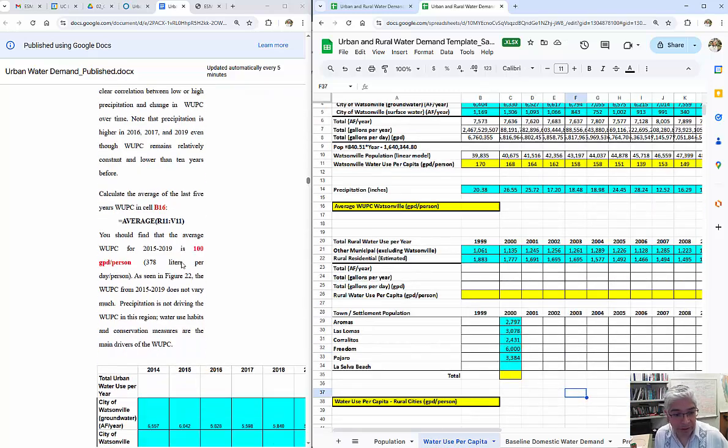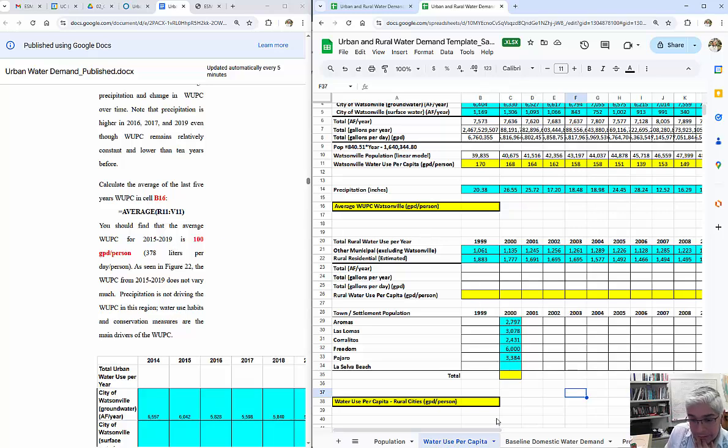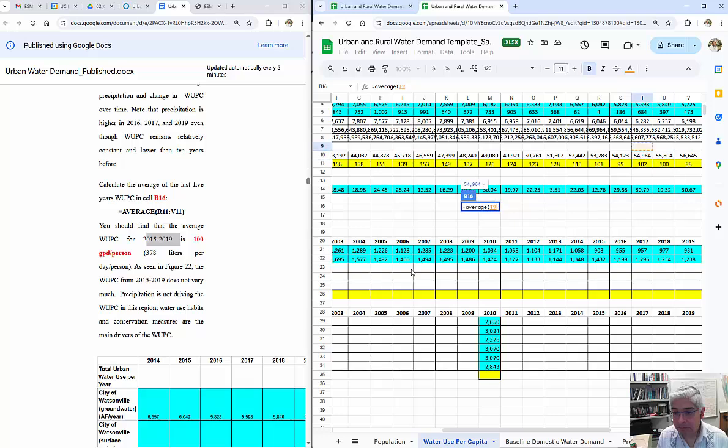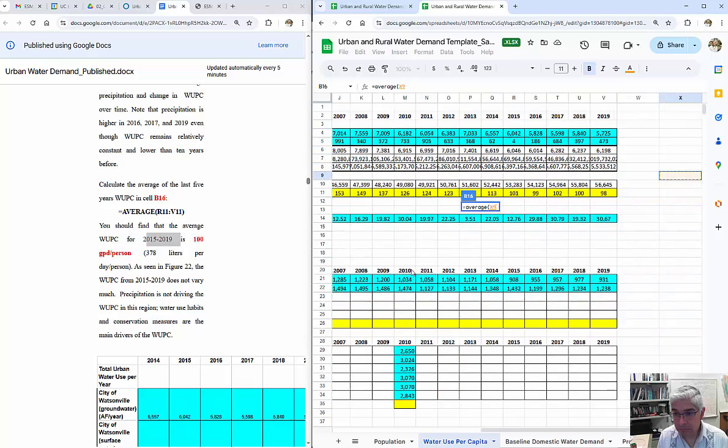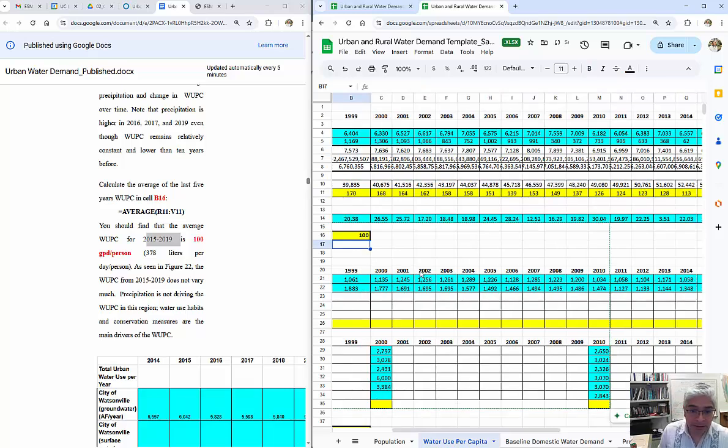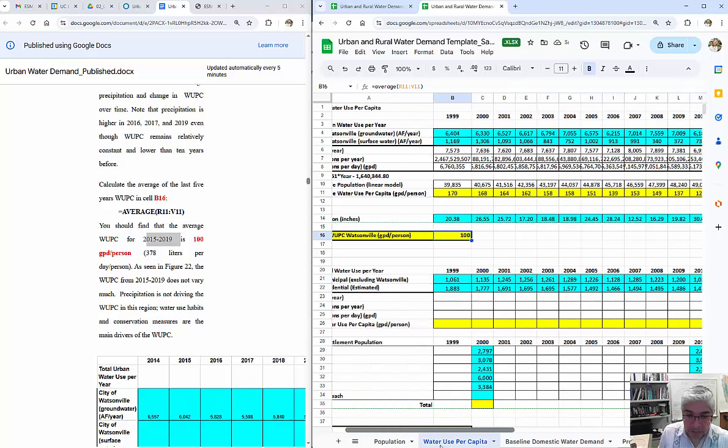Now we're gonna do something similar. Perhaps the one last thing from this last part is we want to estimate the average from 2015 to 2019. So here we can type average, and then select 2015 to 2019. What I hit is just shift and then the arrows. Now enter, and it got us this number, which is correct.